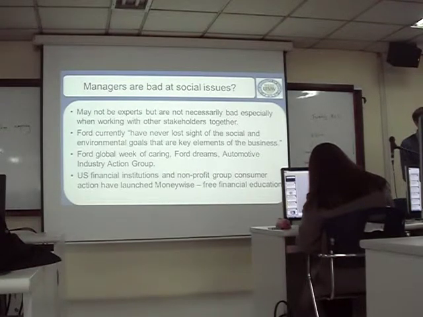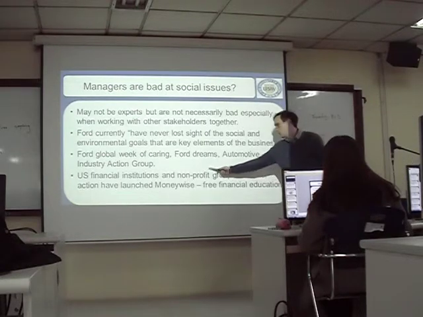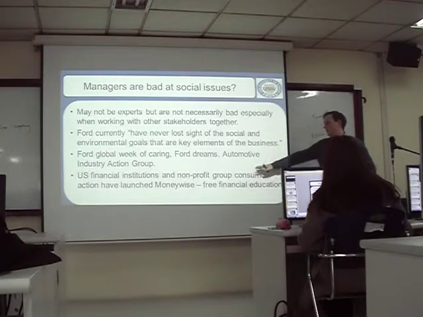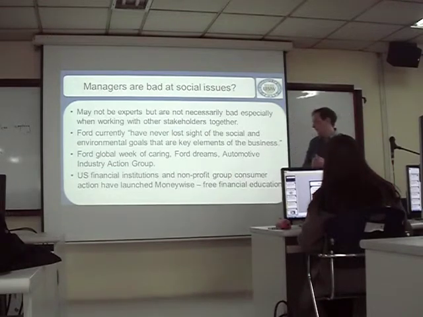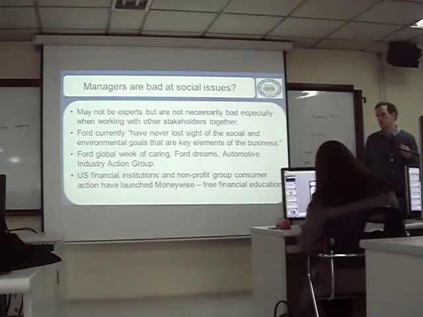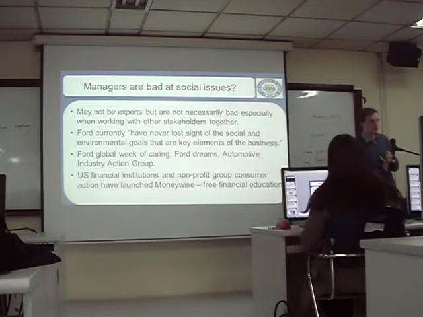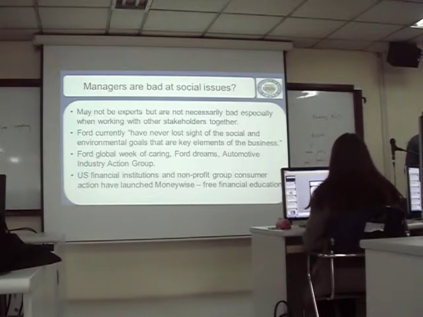Okay. US financial institutions and non-profit group consumer action groups have come together. So the big banks, they got together with NGO or also NPO, non-profit organization, okay, and they made a free financial education for people. So some people don't understand about the credit cards and the loans, okay? So they made some clinic or seminar to let the people know about the financial products, financial education. So this is an example of managers who can work together with the NGO. And in this case, managers can do okay on social issues. Okay?